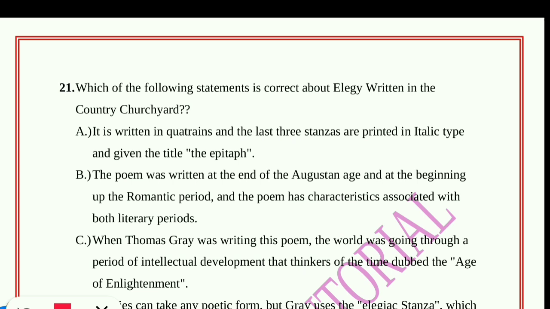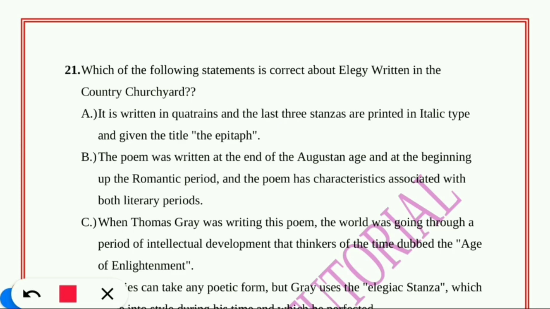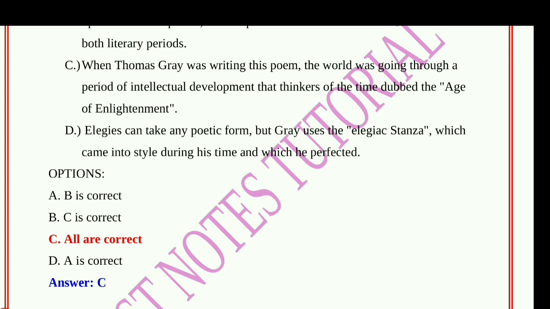Statement B, the poem was written at the end of the Augustan age and at the beginning of the Romantic period, and the poem has characteristics associated with both literary periods. Statement C, when Thomas Gray was writing the poem, the world was going through a period of intellectual development that thinkers of the time dubbed the Age of Enlightenment. Statement D, elegies can take any poetic form, but Gray uses the elegiac stanza, which came into style during his time and which he perfected.